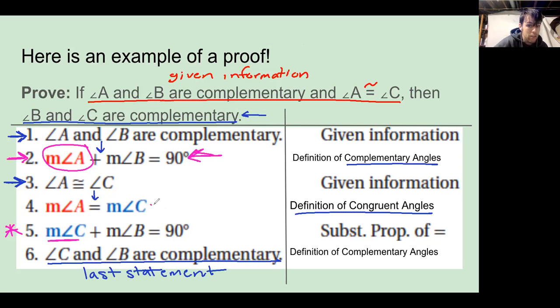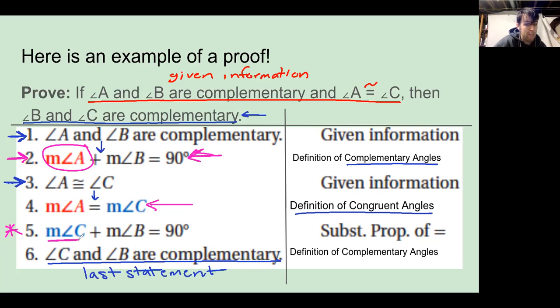And we're allowed to do that because of step 4 right here. Since A and C, since those two angles are equal to each other, anywhere we have angle A, we're allowed to replace it with angle C. So that's what we did. We used the substitution property of equality to replace that. And then that gives us this nice equation right here, that angle C plus angle B is equal to 90.